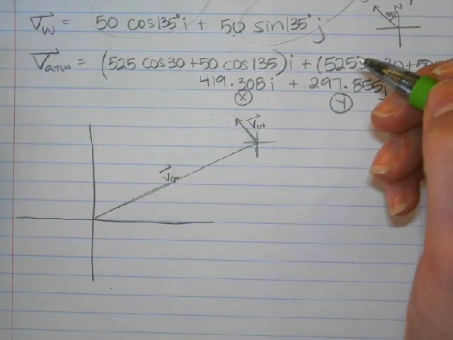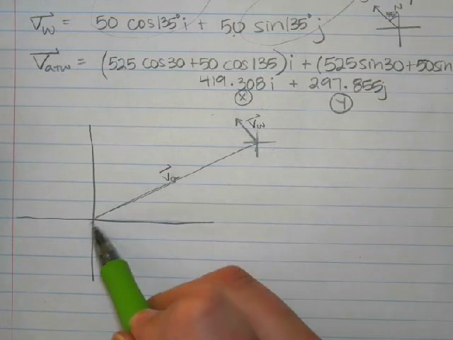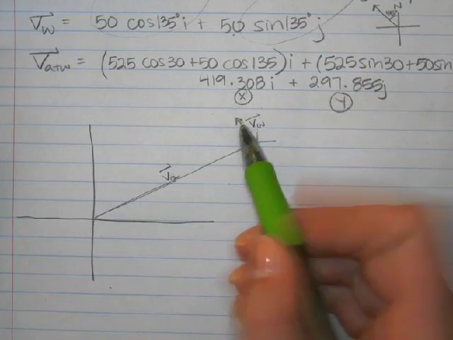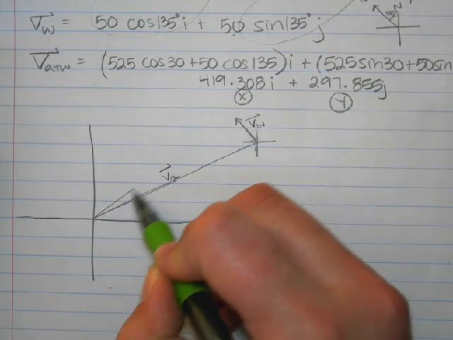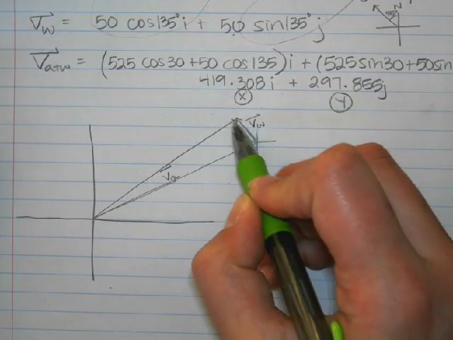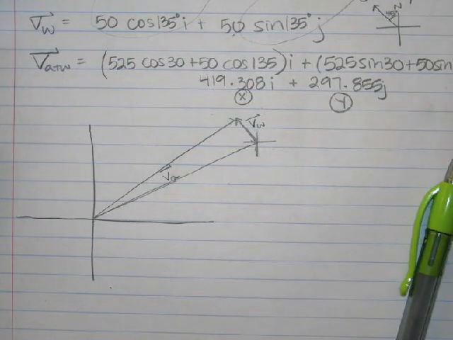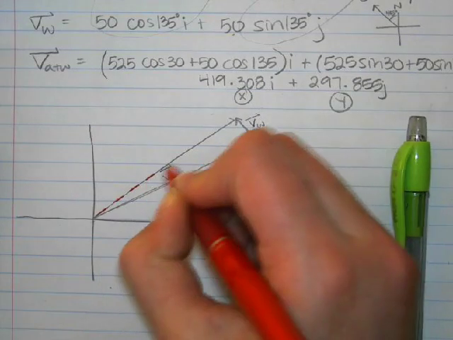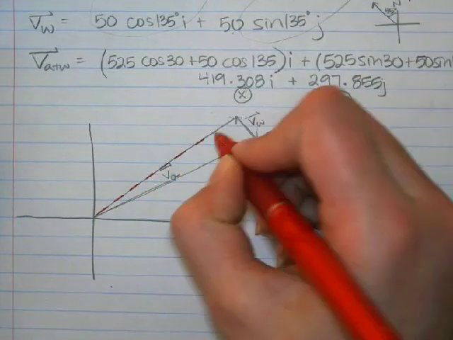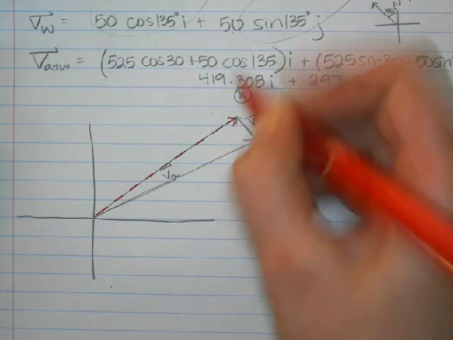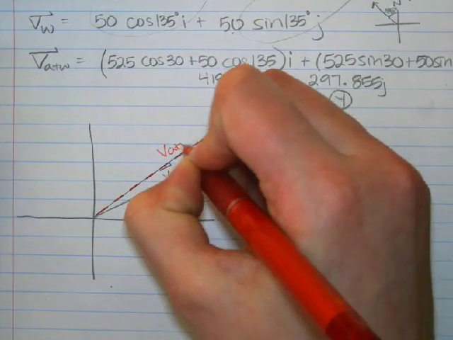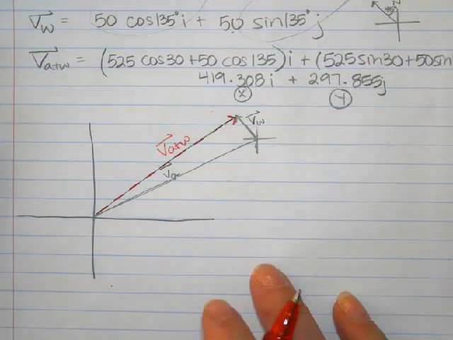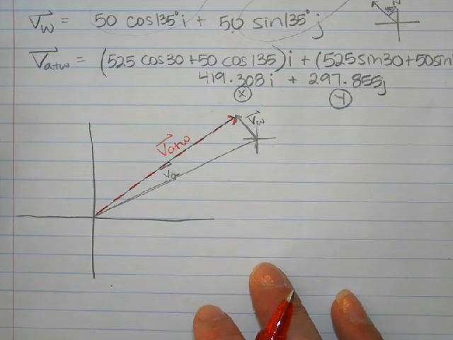And then do you guys remember how we draw the resultant vector? You start at the beginning and you draw it to the end. All right? So this one right here, I'm going to go ahead and do it in red so you guys can see it. This one right here represents the vector of the airplane and the wind combined. All right? Does that make sense? Okay.